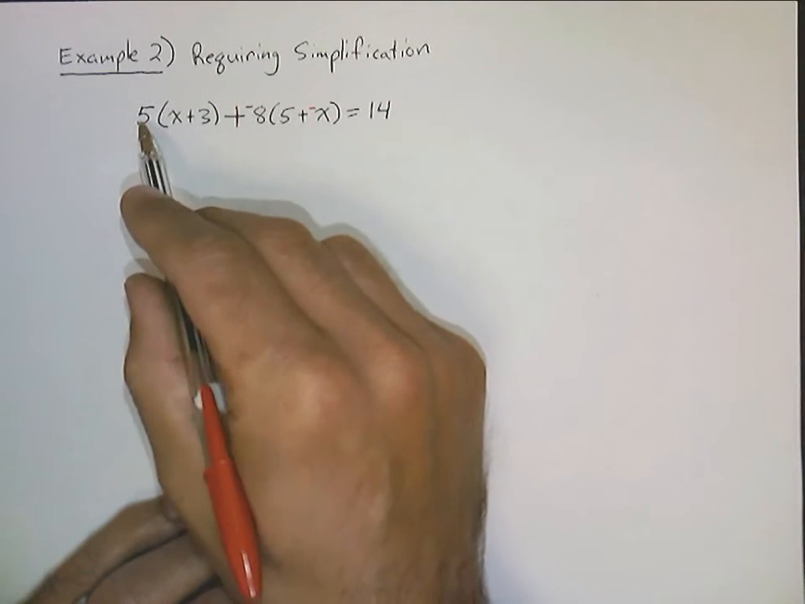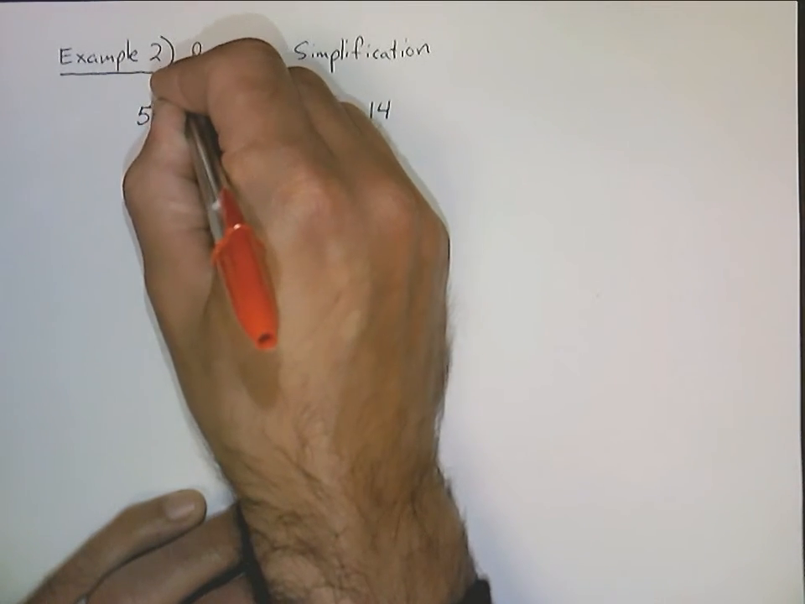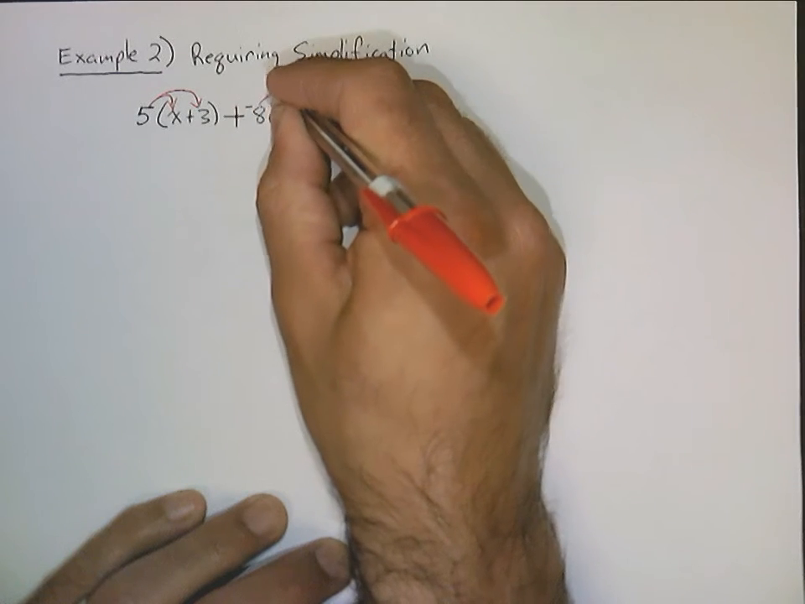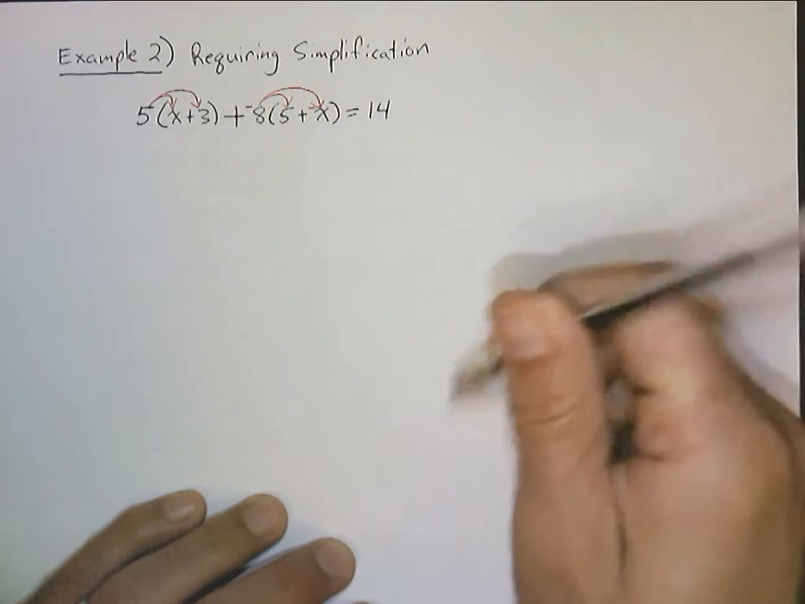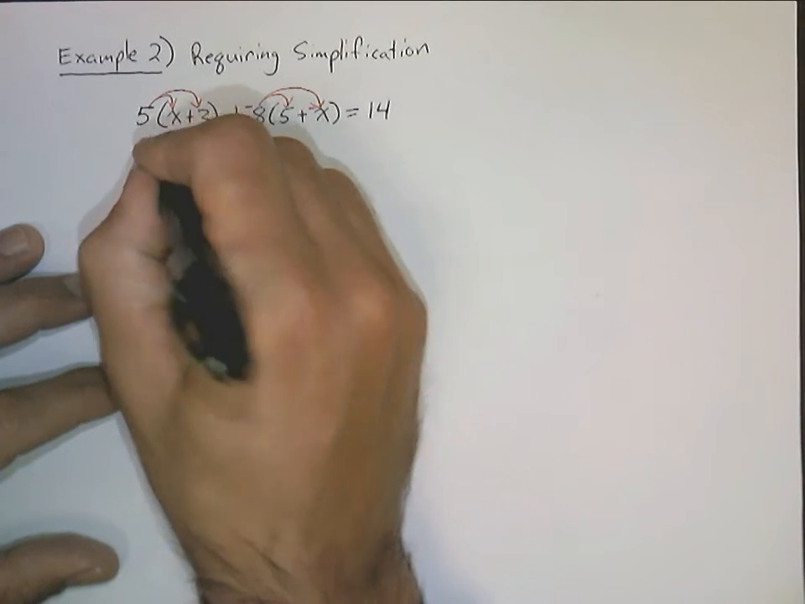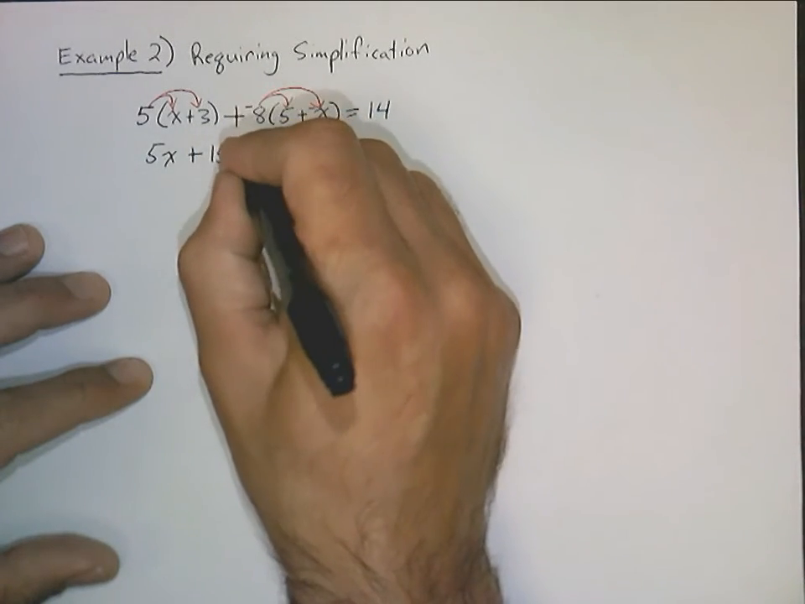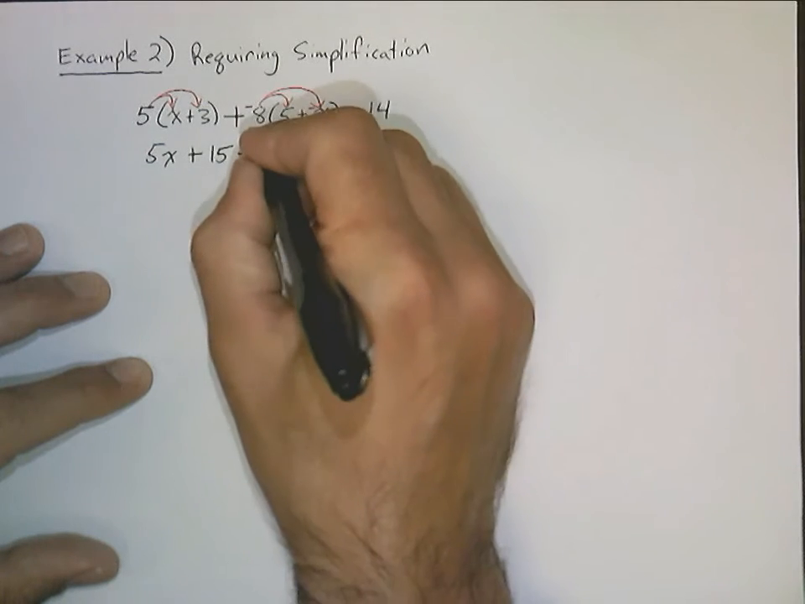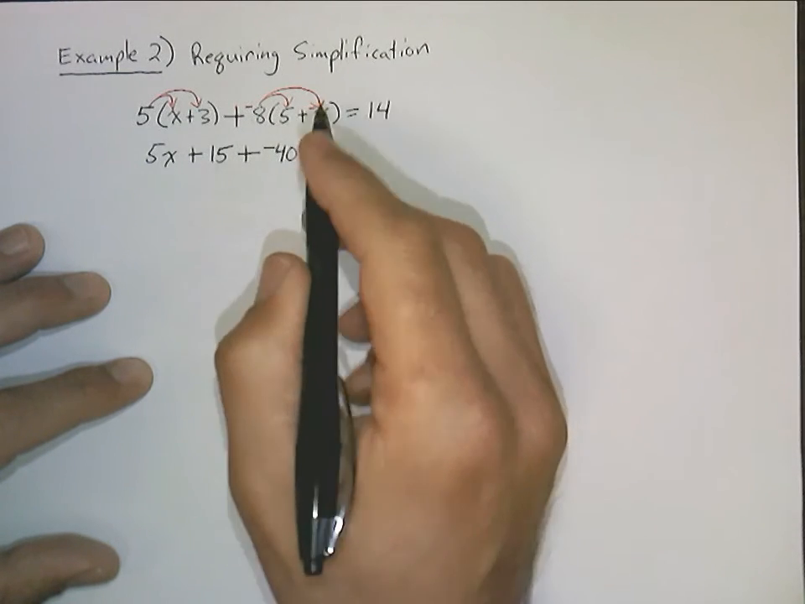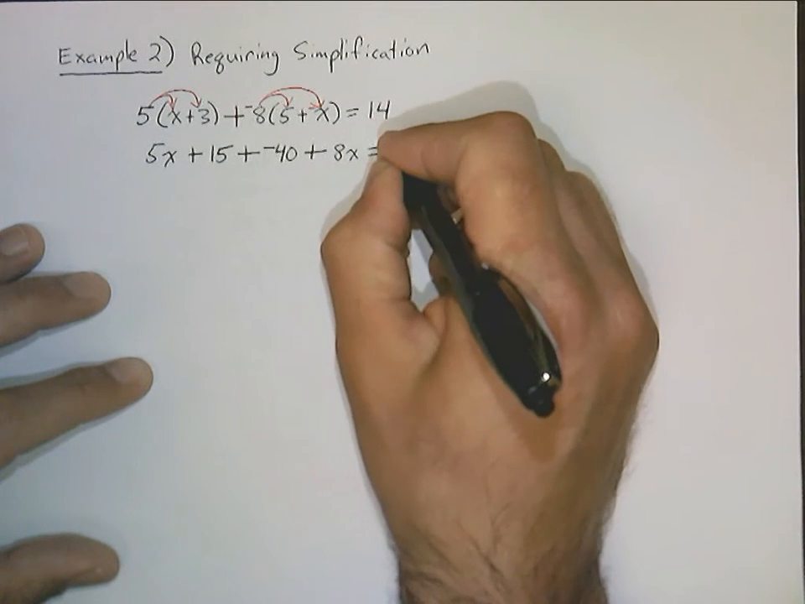Now we're going to simplify. We have a multiplication here, 5 times this sum, so 5 is going to distribute into both terms in there, and this factor of negative 8 is going to distribute to both of the terms inside these parentheses. And so, rewriting the equation, we have 5 times x, which is of course 5x, plus 5 times 3, which is 15, plus negative 8 times 5 is negative 40, plus negative 8 times a negative x. Well, those negatives are going to cancel out, making a positive 8 times x. And that all equals 14.